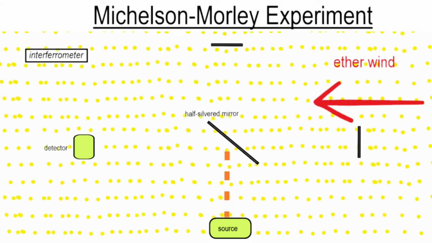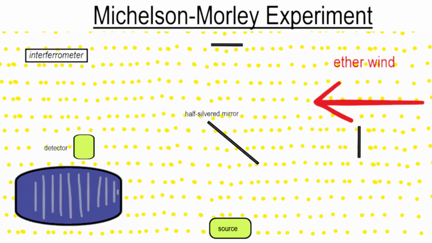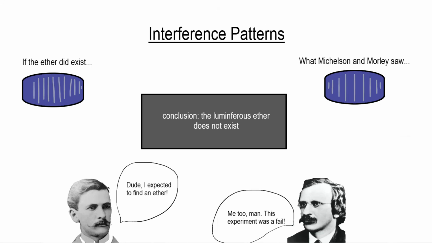If there was an ether and some ether wind caused due to the motion of the Earth relative to the ether, each split beam would travel at different rates, would have a different speed, and hit the detector at different times, causing an interference pattern that shows the difference in their speeds. But that's not what Michelson and Morley saw. They observed an interference pattern which demonstrated that both light beams traveled at the same rate.